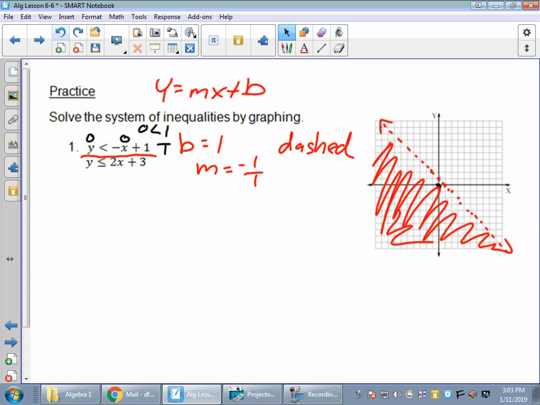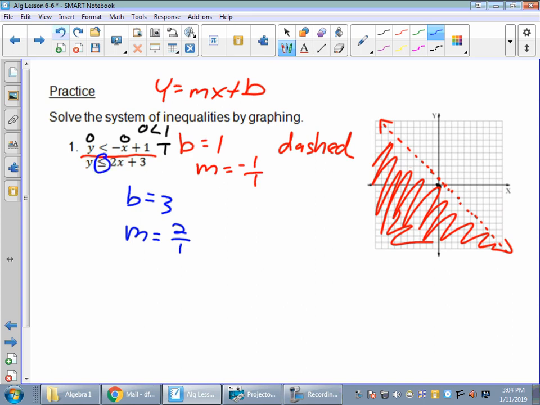Now, I got to do the second graph. Okay, so we're keeping these separate. I'm going to do this one in blue. So in this case, I've got a b value of 3, and my slope is +2, or +2 over 1. And what type of line is this going to be? Well, because it's an or equal to, it's going to be a solid line.